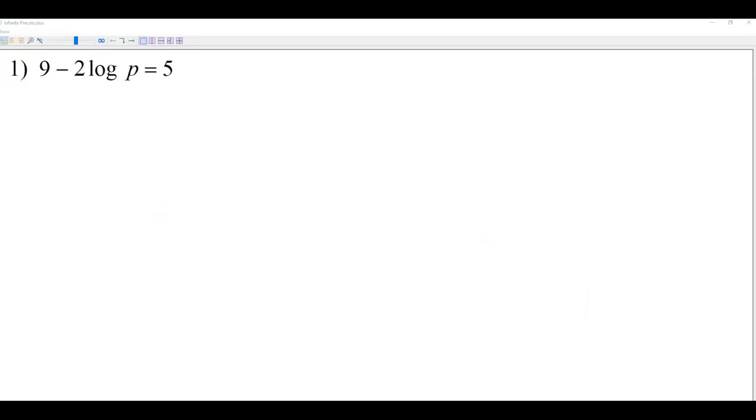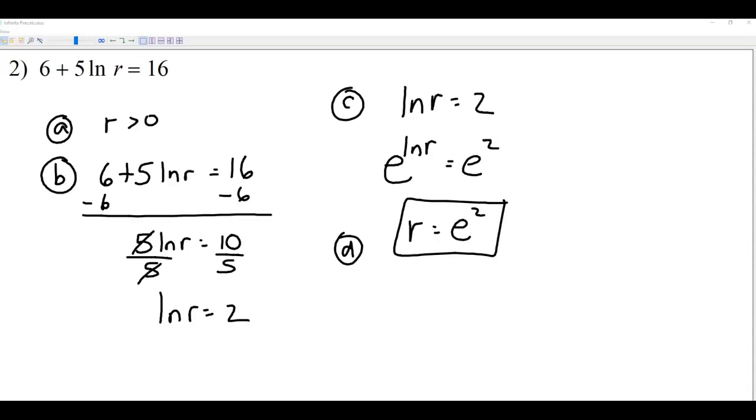Let's go ahead and have you guys try one like that. So go ahead and pause the video here and give number 2 a try. When you unpause the video, you'll see the solution. So there's our solution. e to the second power is the answer. My argument r has to be greater than 0.